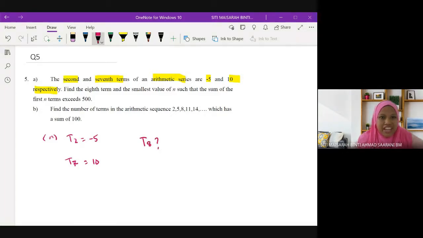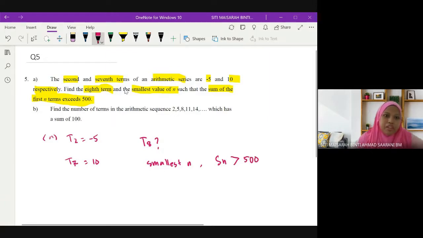Find the smallest value of n. Maksudnya number of term yang paling kecil lah, n is number of term. N yang paling kecil such that the sum of the first n term exceed 500. Okay, maksudnya dia nak n yang paling smallest n, maklumat dia is n exceed, is more than 500. Okay.